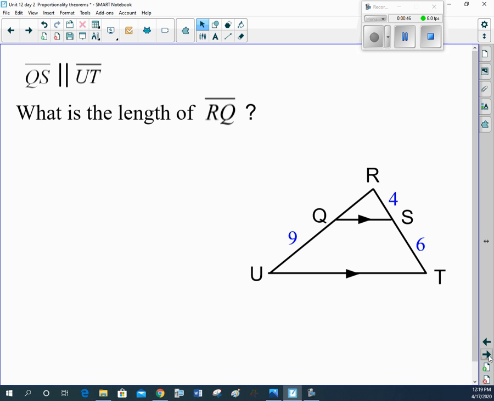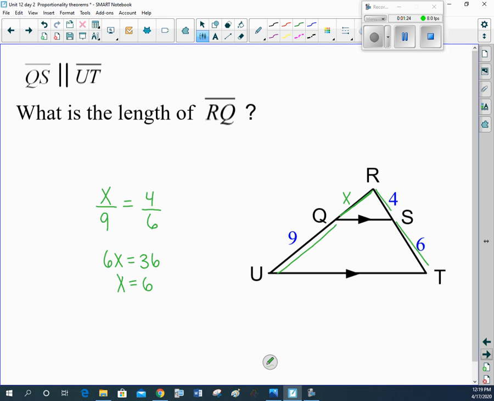So let's go ahead and try a couple problems. So this one tells you that QS is parallel to UT. So I know that they're parallel, so I know we're supposed to find the length of RQ, so I'll just put my X here. I know that this piece right here is in proportion to this piece, so I'm just going to say X over 9 equals, and I'm going to do the other side, 4 over 6. And then if you go ahead and solve that, you get 6x equals 36. So x equals 6. Okay.